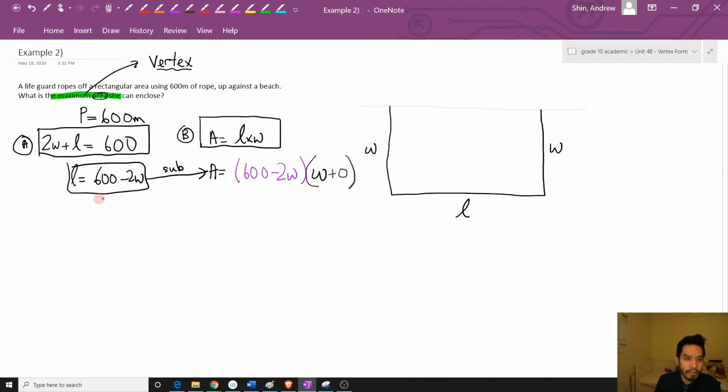So if they want to try to find the vertex, I can certainly expand this and change this to standard form, and then use either the quadratic formula or complete the square. So that's something we can do. So we have three options here.